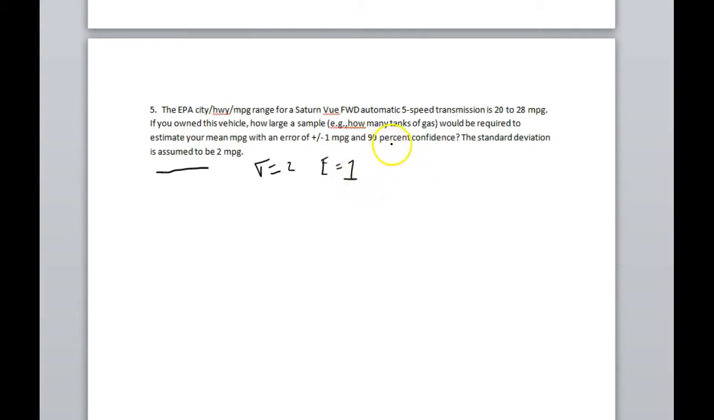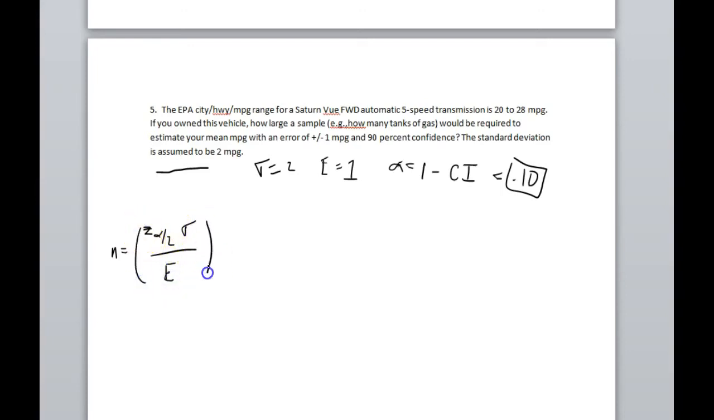What's our alpha level? Our alpha level is going to be 0.10 because we're looking at 90% confidence. So alpha is just equal to 1 minus the confidence, right? So that's just going to be 0.1. And what else do we need? Let's write down the formula first. N is equal to z alpha half times sigma, all over e, whole thing squared.